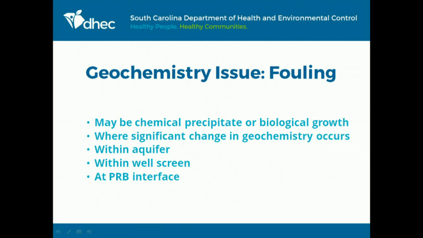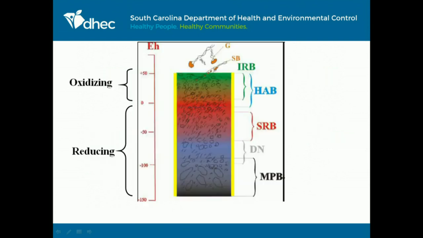So this is a diagram showing all of the different types of biological materials that can occur in the subsurface and cause problems. On the left is something called Eh, which is very similar to ORP. The top part is oxidizing and the bottom part is reducing. And we can have iron-related bacteria. HAB is heterotrophic anaerobic bacteria.